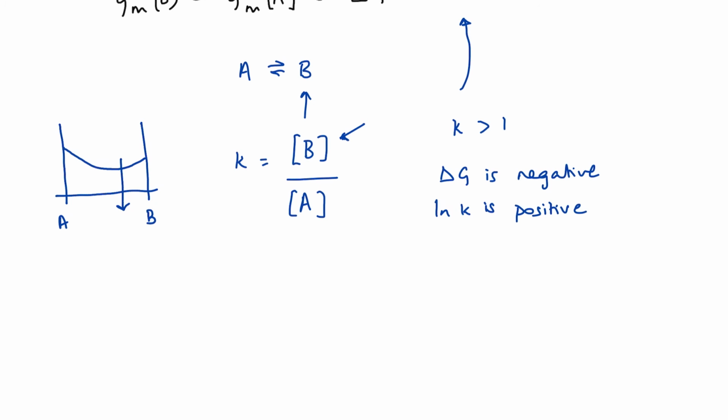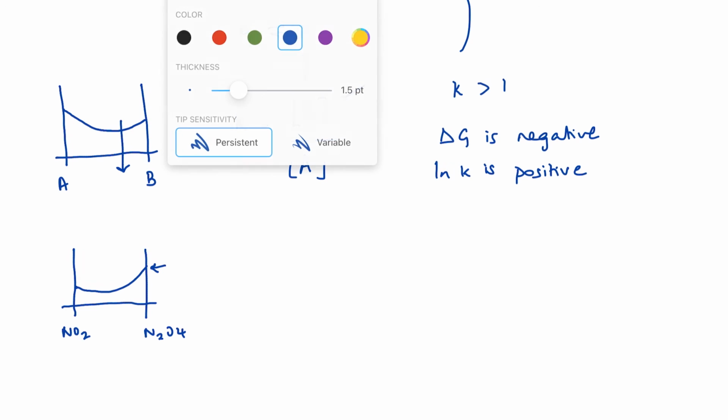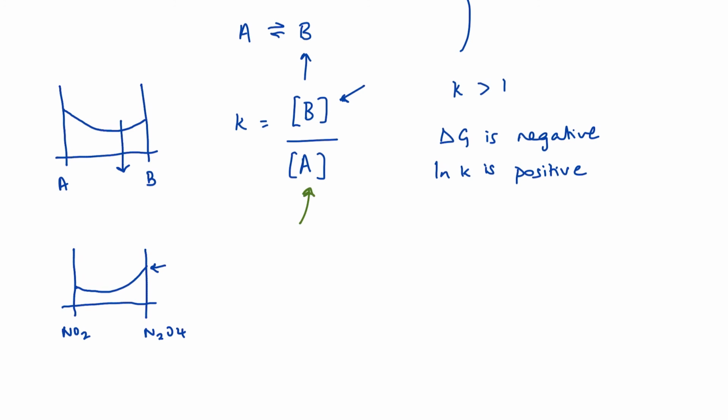The other scenario, of course, is where we have, a bit like with NO2 and N2O4, B having a greater molar Gibbs energy than A, products more than reactants, in which case, let me just change colour, we're going to have a greater concentration of A in our reaction mixture. We see that because position of equilibrium lies to the left, which tells me that K is going to be less than 1, i.e. it's going to be a fraction.